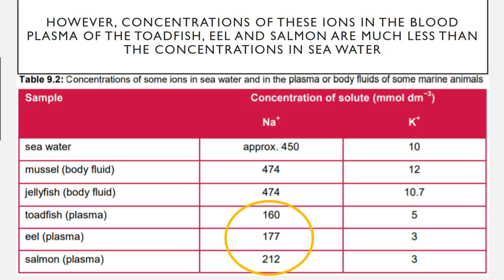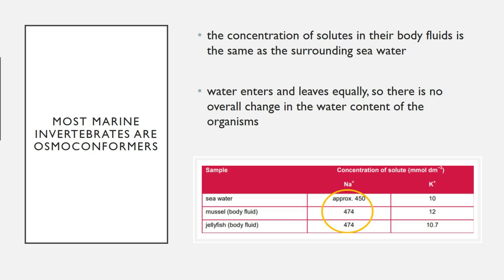So without any kind of regulation, the water would leave the cells of their body and move out into the water, which is actually what happens, but they have mechanisms built in to make up for the fact that they're losing all this water. So again, invertebrates are osmoconformers, meaning that they conform to the osmotic pressure of their outside environment, or that they become the same as the environment that they're in. So the water enters and leaves their bodies equally, so there's no overall change in their water content.